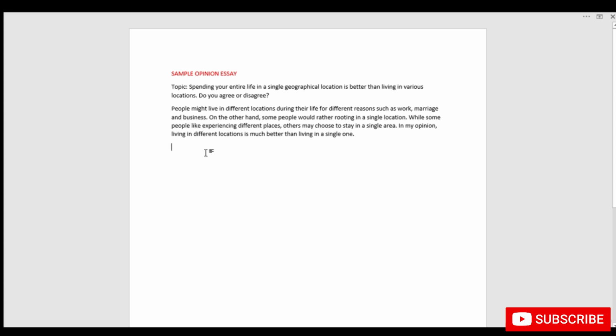Then I'm going to write my first body paragraph and I'm going to give some reasons and examples. So I start by saying, first of all, living in different locations develop you as a person. Now, I like making a big general statement because it gives me the flexibility to narrow it down. So I say, develop you as a person is a big statement. So I can choose the paths that I'm going to go from there. So I say, if you live in different places, you have a chance to get to know many different kinds of people.